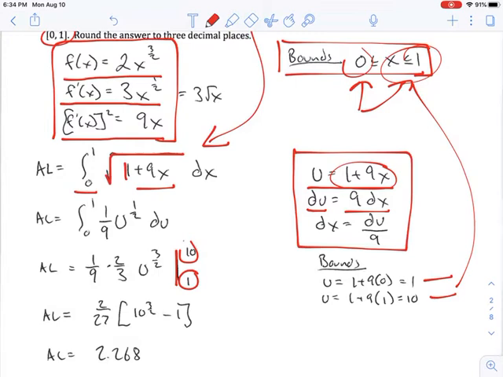All right, from there, it's just plug and chug. And you end up with the arc length is 2.268.